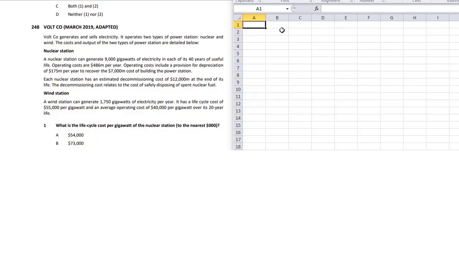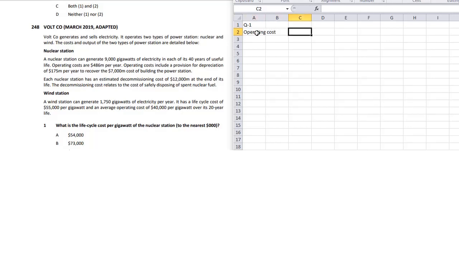Nuclear stations. Okay, so the question is asking for the nuclear station, and here is the scenario for it. A nuclear station can generate 9,000 gigawatts of electricity in each of the 40 years of useful life. Operating costs are 486 million per year. So what's the operating cost first?